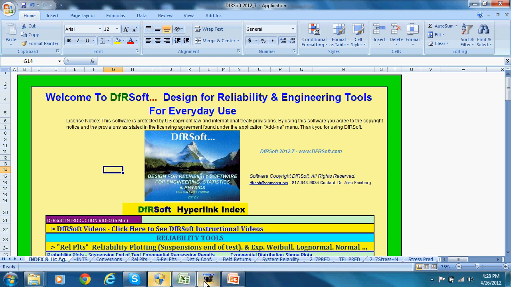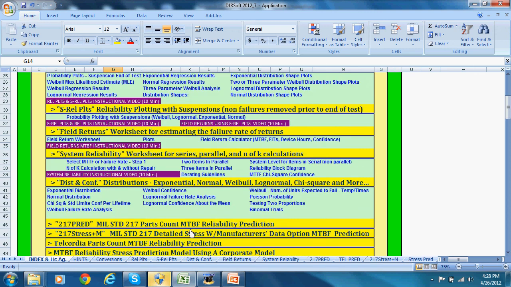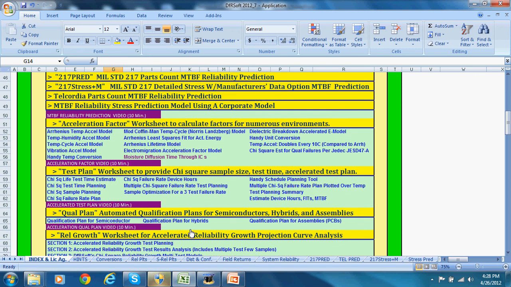A lot of times when you do a complicated test, you're going to spend a lot of time and money on sample sizes and test time, and you want to know what that statistically proves. DfRSoft makes that easy, and there are a number of options here. You scroll down to your test plan right here.